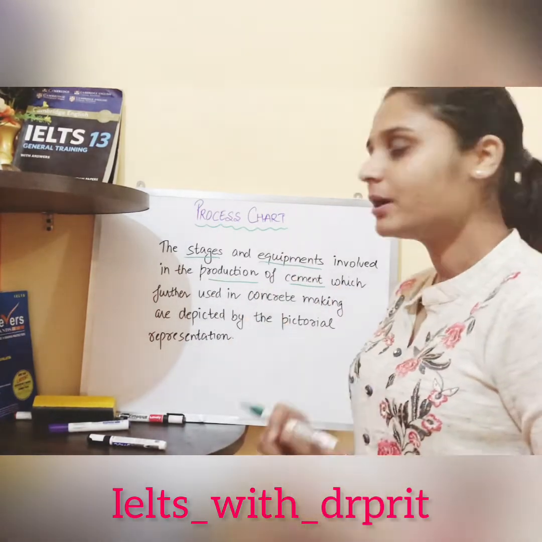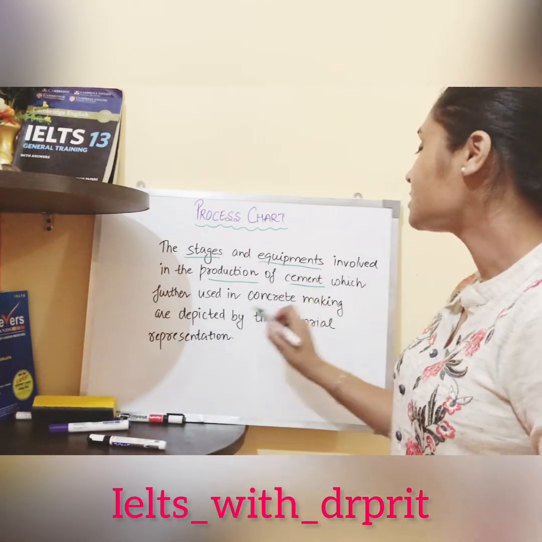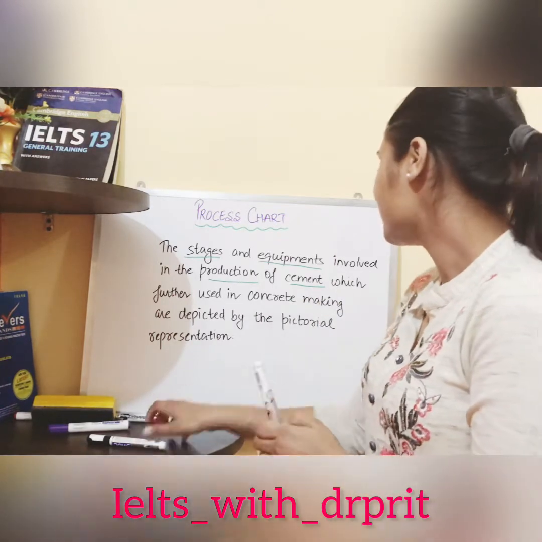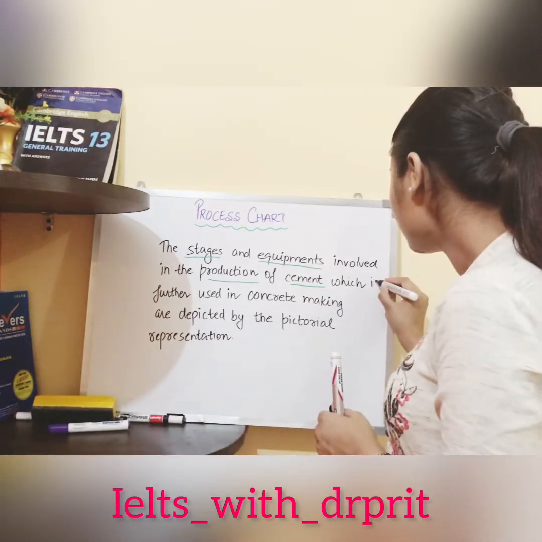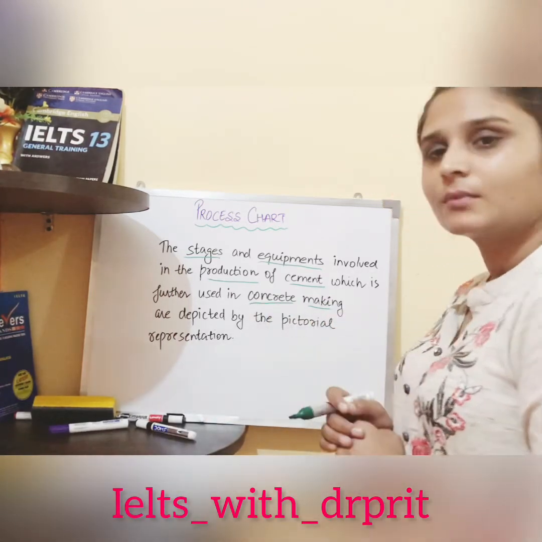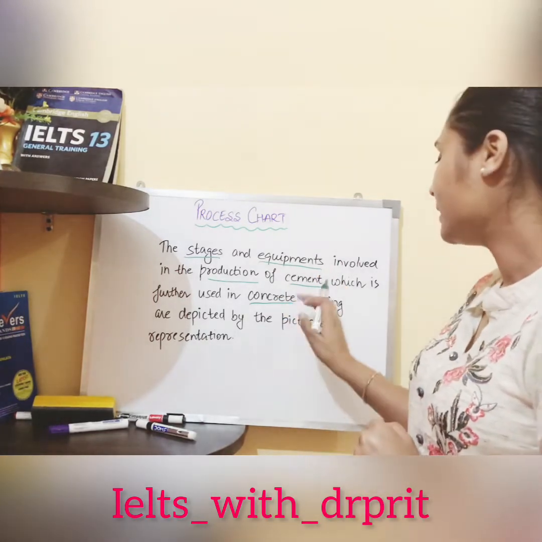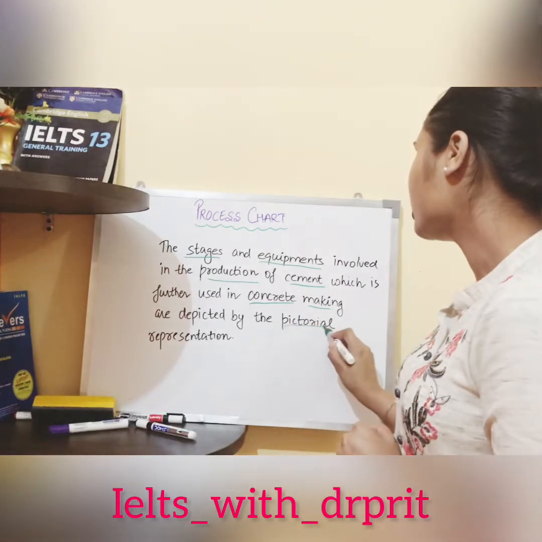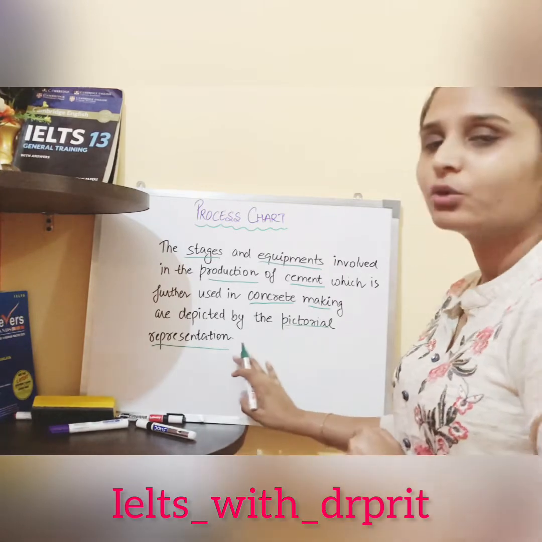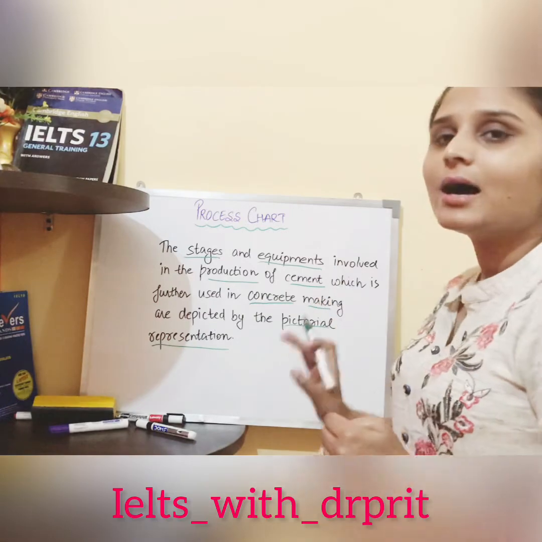They have written cement making, so we can write production of cement, which is further used in concrete making, because the cement is used in concrete making, are depicted by pictorial representation. What I did, I used the word pictorial representation in the place of diagram. So this would be our introduction.